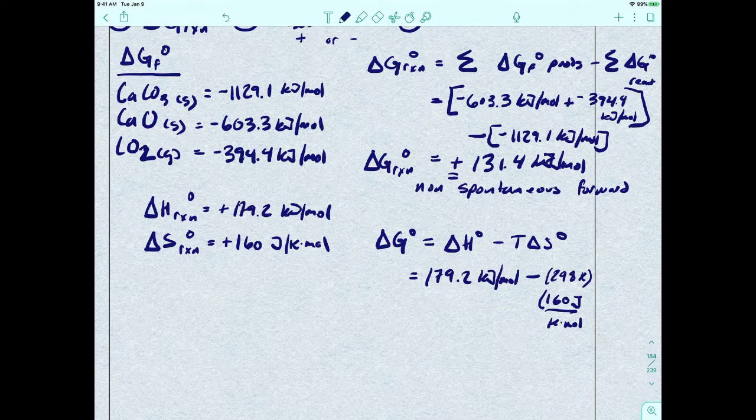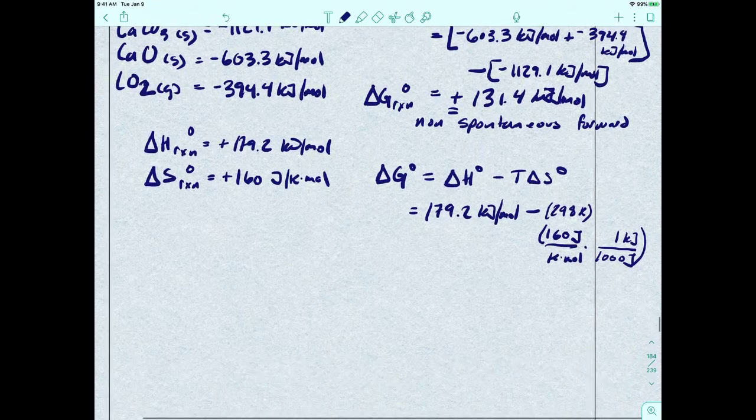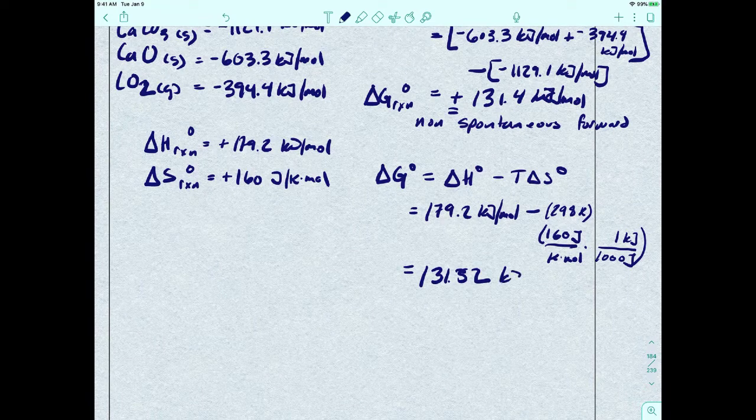Now, there is a problem. We got joules, but the enthalpy is in kilojoules, so we have to convert joules to kilojoules. So if we take this value and divide by 1,000 joules per 1 kilojoule, we'll get it. All right, so if you take 179.2, and if we go back to the entropy, 160 divided by 1,000, so it's going to be 0.160 times 298, and take that product, and that's going to be subtracted from 179.2. It should give you positive 131.52. And so it's still going to be kilojoules per mole.